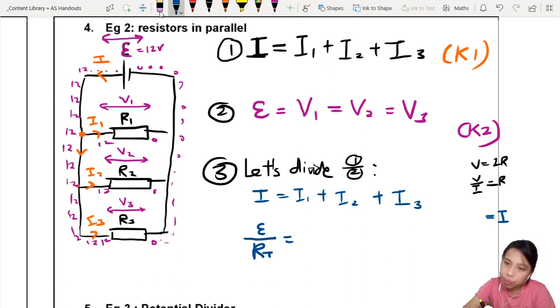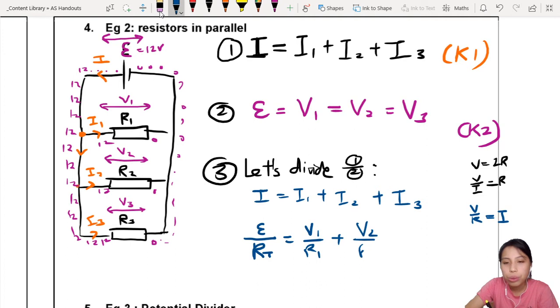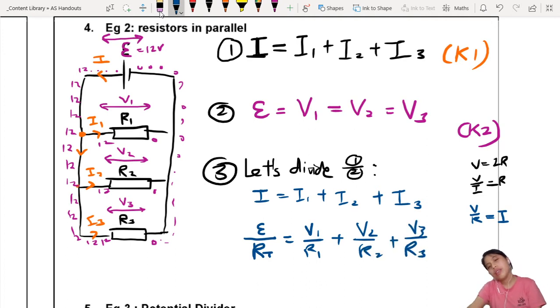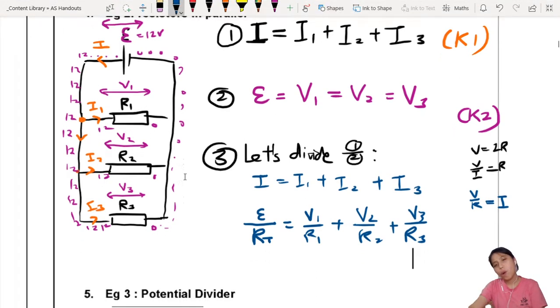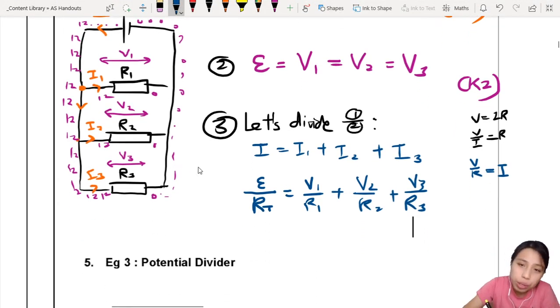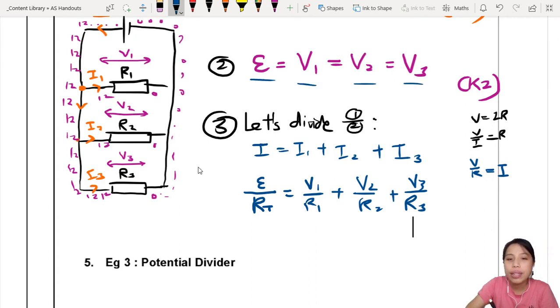Then for the second I, let me rearrange a little bit. I equals V over R. So this one will be V1 over R1, then I2 will be V2 over R2, I3 will be V3 over R3. You say, Miss, this does not look like the same thing, but never mind. We want to divide everything by E. So when you see E or V, you can divide out. I divide everything, the E is gone, the V is gone, and all that's left is 1 over RT equals 1 over R1 plus 1 over R2 plus 1 over R3.